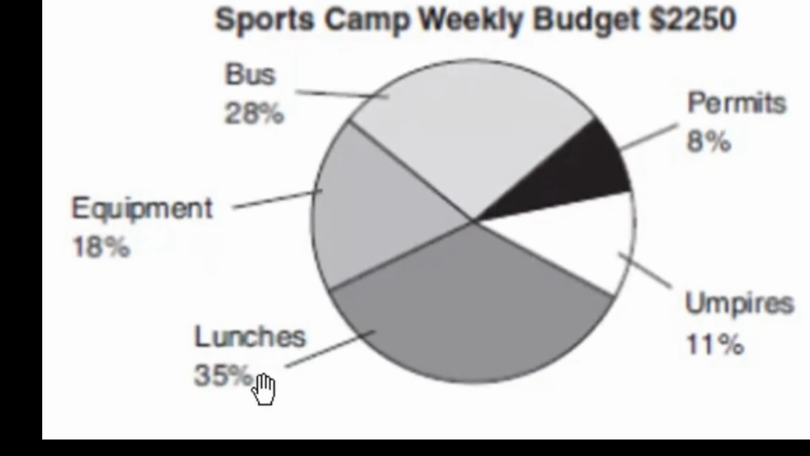Okay, so in order to figure out how much the camp spends on lunches, the dollar equivalent of this 35%, all we need to do is drop the percentage sign, okay? And then we're going to move our decimal point 2 places over to the left to get our decimal equivalent of 35%, okay? And we know immediately after those steps that 0.35 is the decimal equivalent of 35%, and we can simply multiply 0.35 by this amount here, okay?